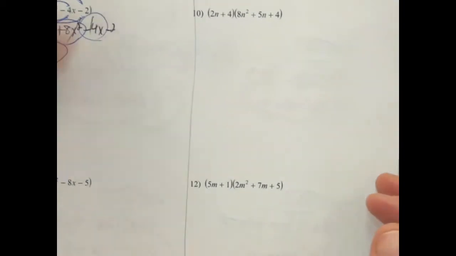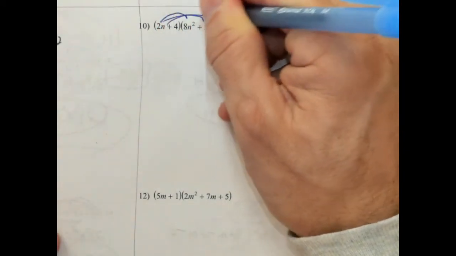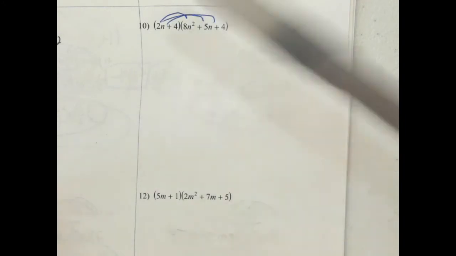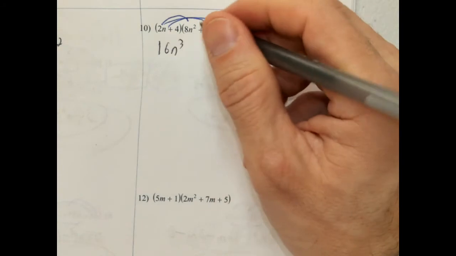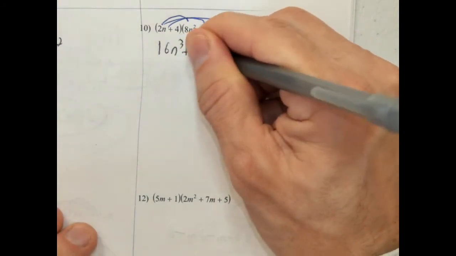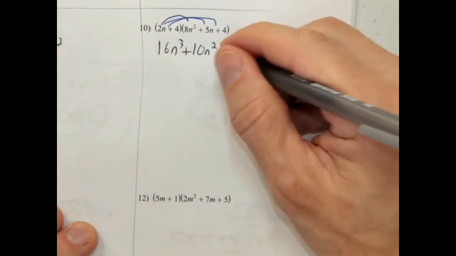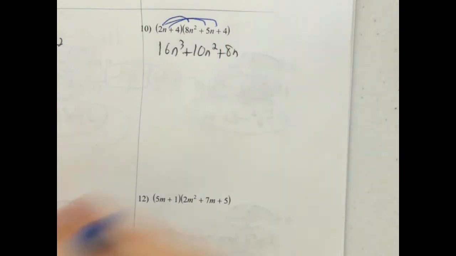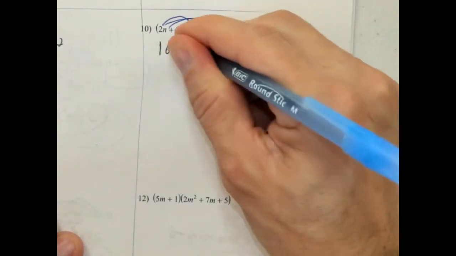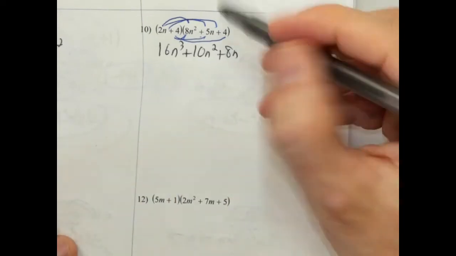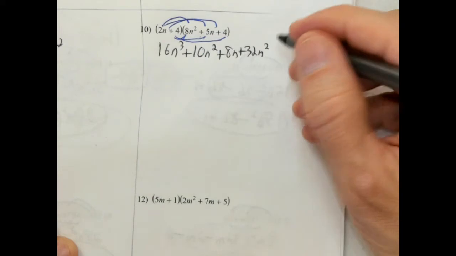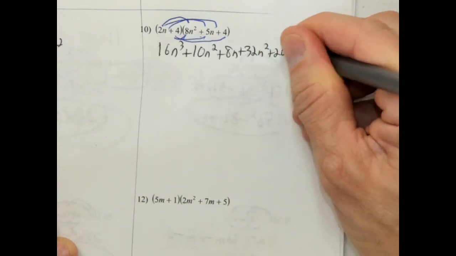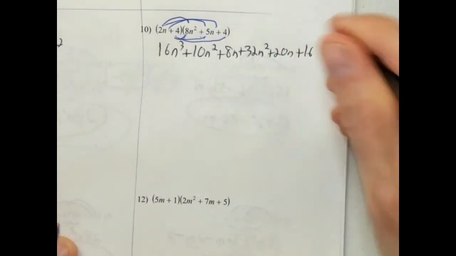So let's make some room here. There we go. So we're going to distribute this 2n. 2n times 8n squared will be 16n cubed. 2n times 5n will be plus 10n squared. 2n times 4 will be plus 8n. We're going to distribute the 4. 4 times 8n squared will be plus 32n squared. 4 times 5n will be plus 20n. 4 times 4 will be 16.